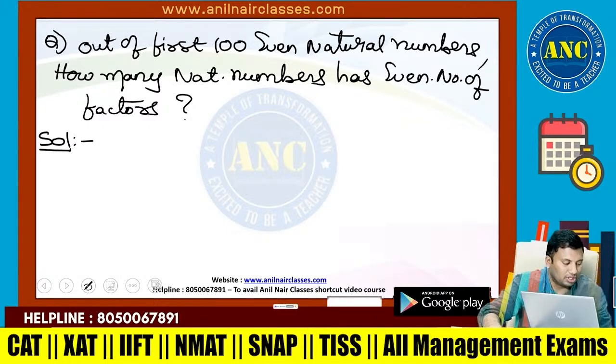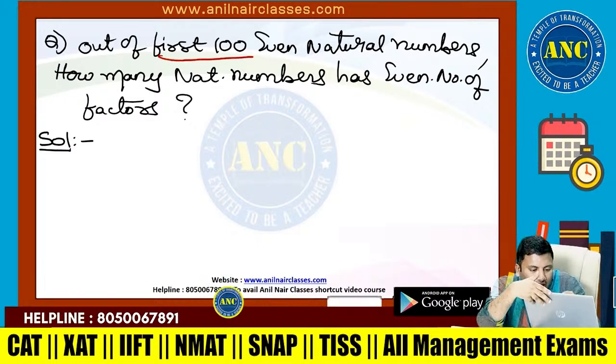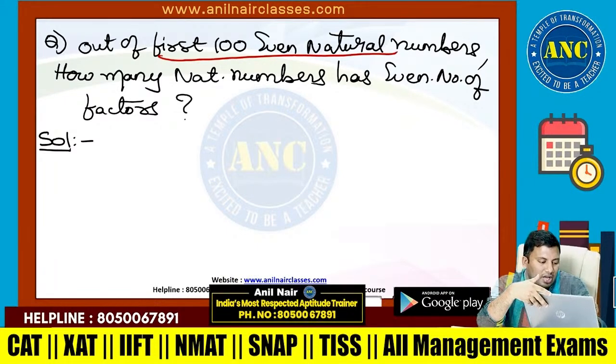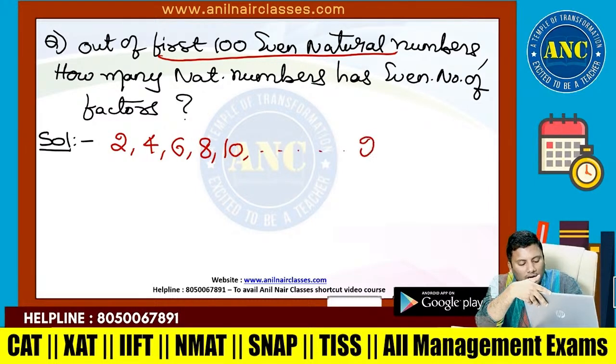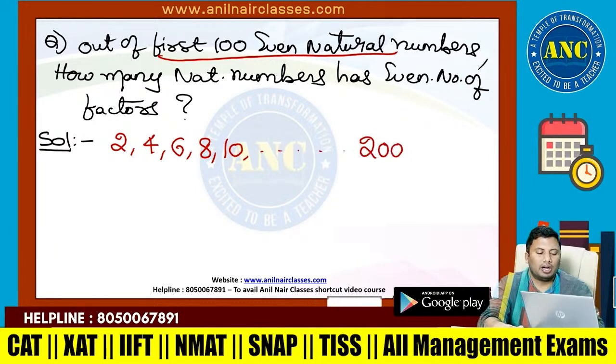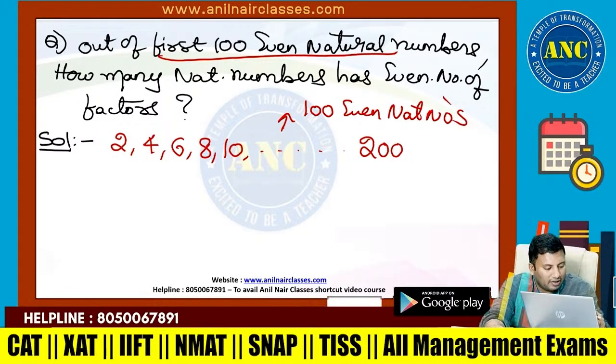Listen carefully to this question. There are the first 100 even natural numbers. The 100 even natural numbers are: 2 ones are 2, 2 twos are 4, 2 threes are 6, 2 fours are 8, 2 fives are 10, up to 2 hundreds are 200. Totally these are 100 even natural numbers.